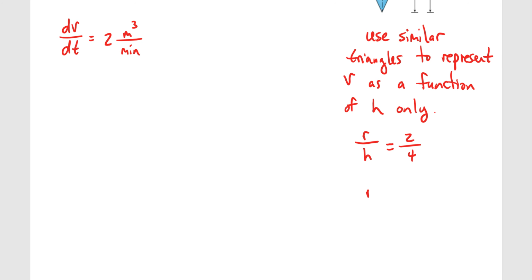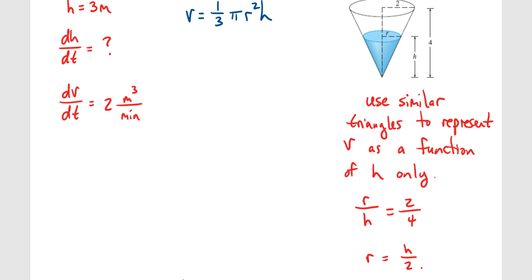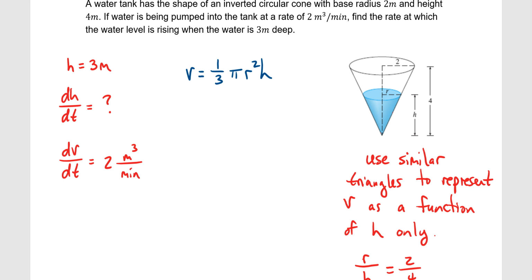And we're going to do that by multiplying H on both sides. So we would get 2 times H over 4, which simplifies to H over 2. So now we're going to take this and substitute it into this R right here. And that's going to end up giving us 1/3 pi times H over 2 squared instead of the R times H. So now we have this whole equation in terms of H only.